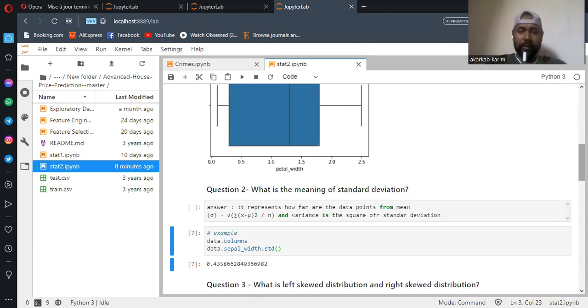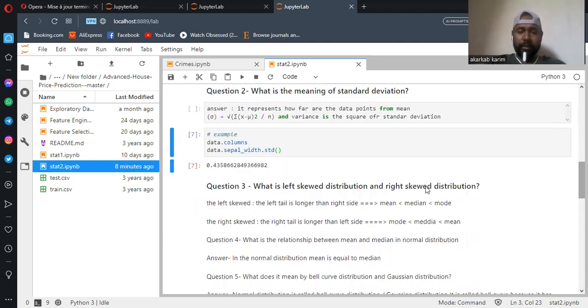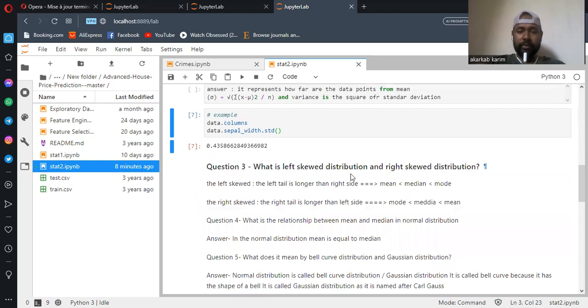Well, let's continue our playlist here for questions. Question three: what is the left skewed distribution and the right skewed distribution? This concept is also very important because in real-world projects we face this kind of distribution. We can also face the Gaussian or normal distribution. I will show you the difference between all the distributions we can face.